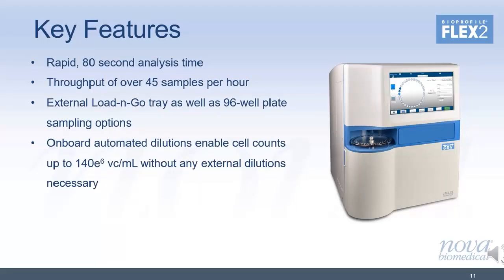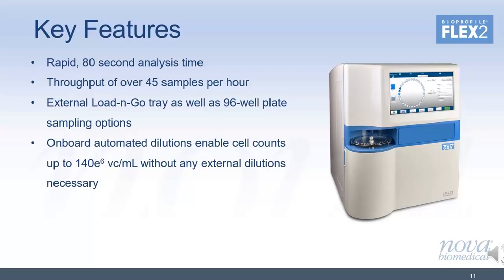As the name implies, FastCDV is fast, with the ability to analyze over 45 samples per hour from both the load-and-go carousel tray, which is a 32-position tray, as well as 96-well plates. Nova has developed our own 96-well plates with internal geometry identical to our carousel cups to ensure optimum mixing and comparable results between carousel and 96-well plates.